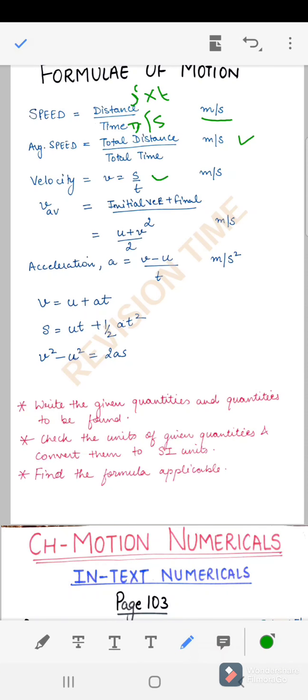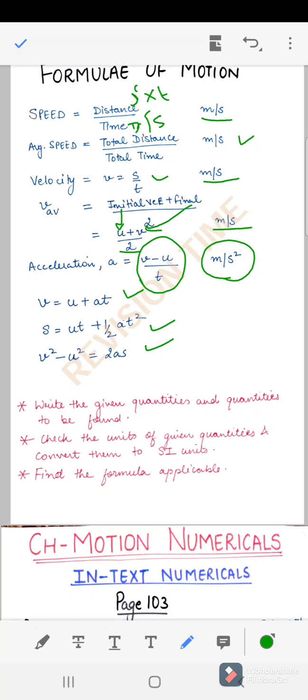Velocity is displacement over time, meter per second. Average velocity is initial velocity, that is u, plus final velocity, that is v, divided by 2. Meter per second is the SI unit. Acceleration is final velocity minus initial velocity divided by time, and meter per second square is the SI unit. And we have the three equations of motion: v is equal to u plus at, s is equal to ut plus half at square, v square minus u square is equal to 2as.